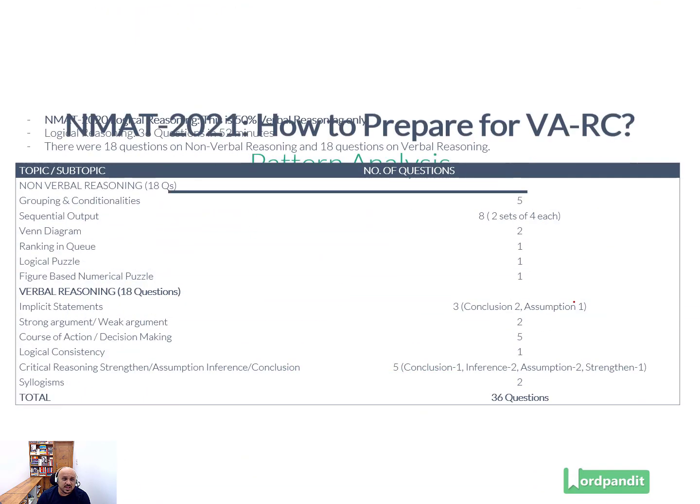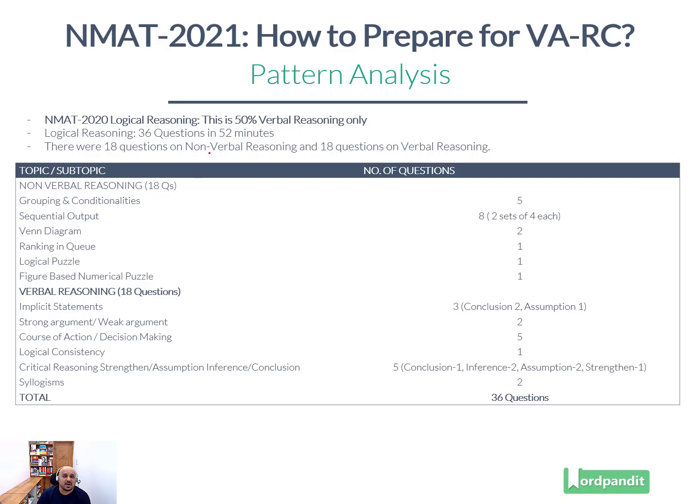Now if you go further into the verbal reasoning section, the 36 questions which are to be solved in 52 minutes, 18 questions were non-verbal reasoning and 18 were verbal reasoning. Non-verbal reasoning had groups, conditionalities, Venn diagrams, ranking, etc. The verbal reasoning portion had implicit statements, strong weak argument, courses of action, decision making. So this is 100% verbal reasoning. Then it had critical reasoning, strengthen and weaken, assumption questions, 5 of these, 1 logical consistency question, and 2 syllogisms questions. So a healthy mix of syllogisms, logical consistency, verbal reasoning, and critical reasoning.